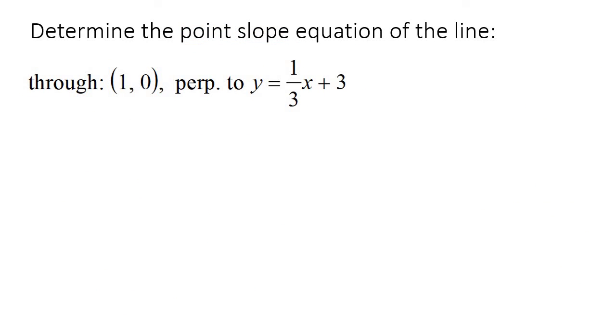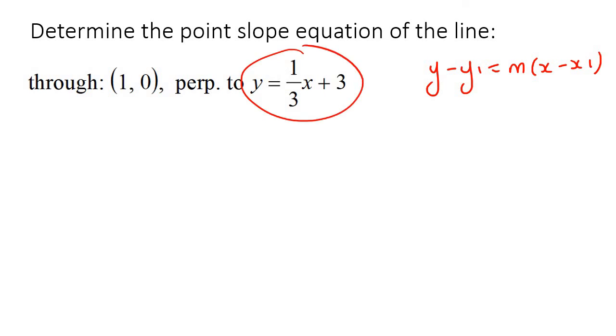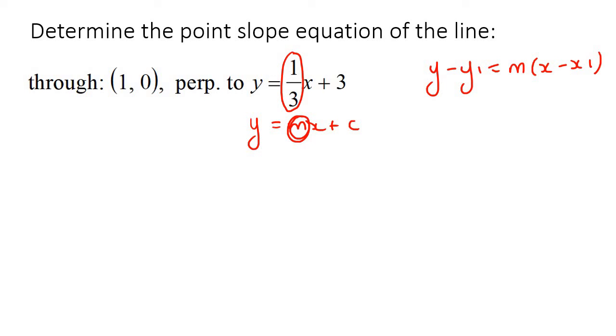And here's another example. They want the point slope equation. So we say y take away y1 equals m, and then x take away x1. We know that it is perpendicular to this line. Now this line is already written in slope-intercept form, where we can see that this, which is the 1/3, is the slope. So let's call this line 1. So we can say that the slope of line number 1 is 1/3.